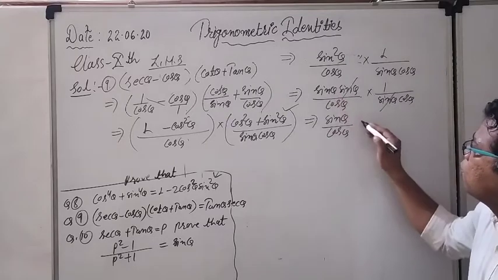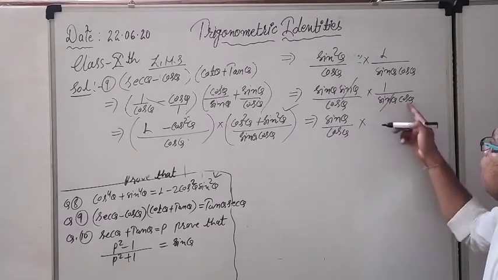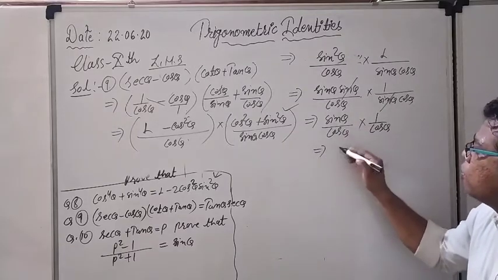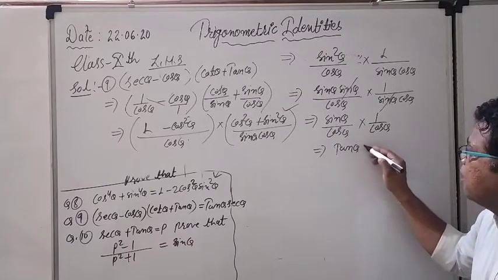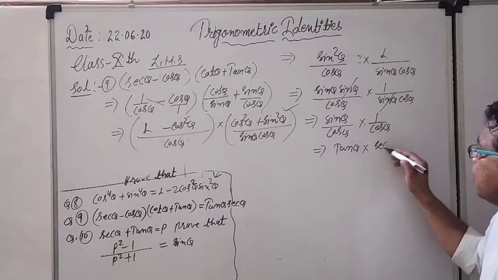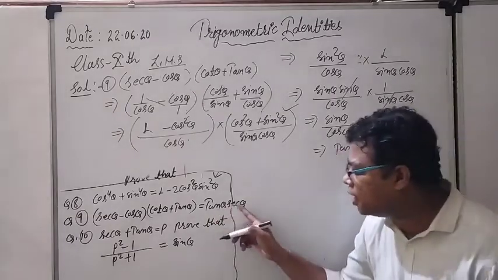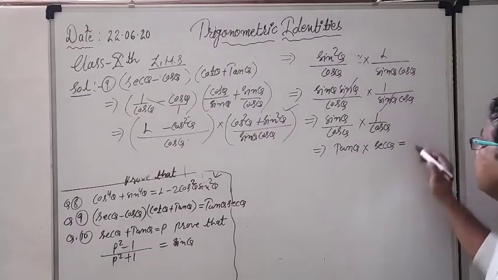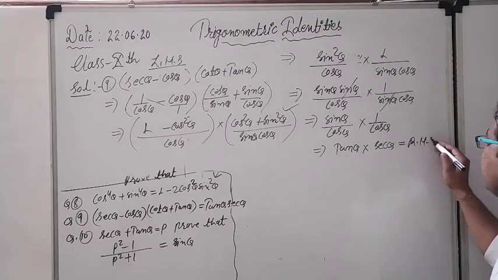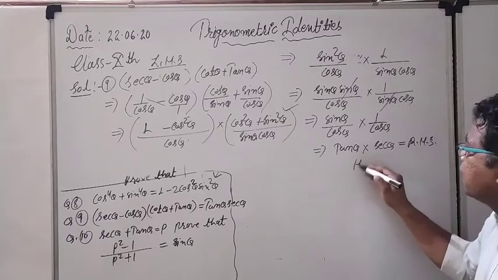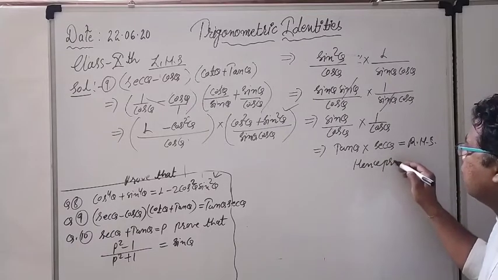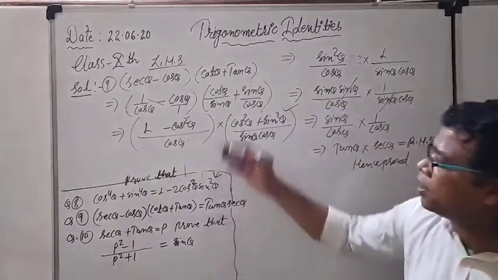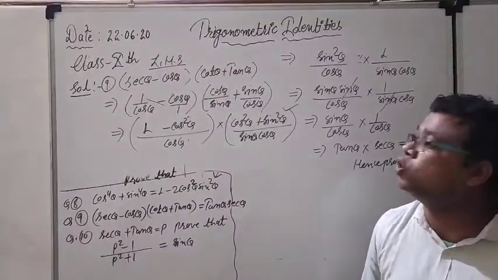From here, sin theta upon cos theta into the same 1 upon cos theta, and after that sin theta upon cos theta can be written as tan theta, and 1 upon cos theta can be written as sec theta. See the right hand side, tan theta into sec theta. So I have got the same result according to the requirement of the question, which equals the right hand side, and hence it is proved. I had written the question wrongly, that's why it was creating the problem. Otherwise it is a very easy question.